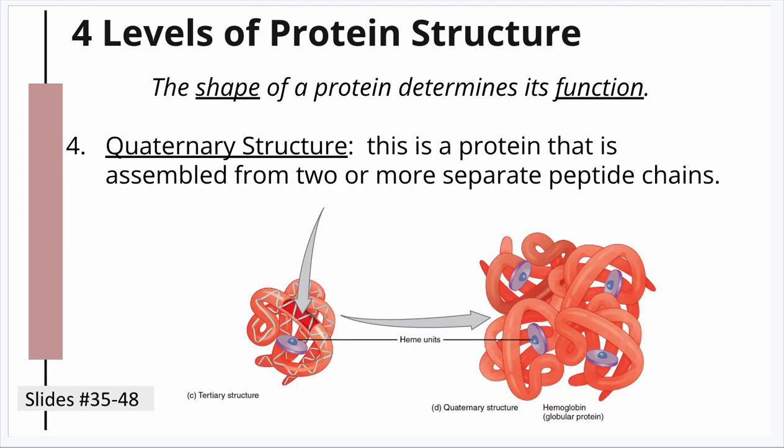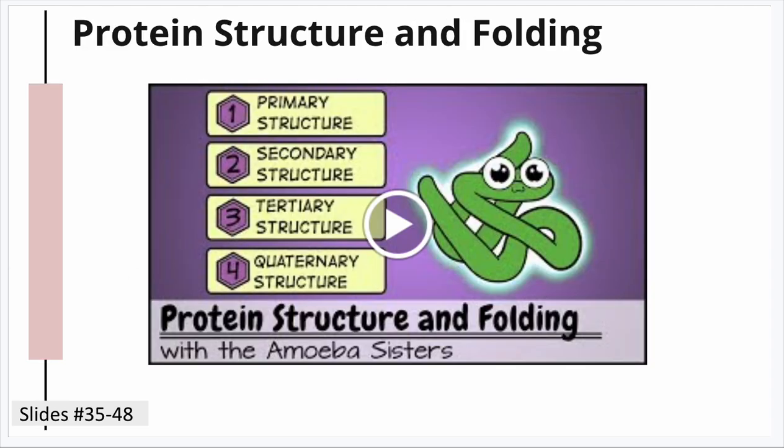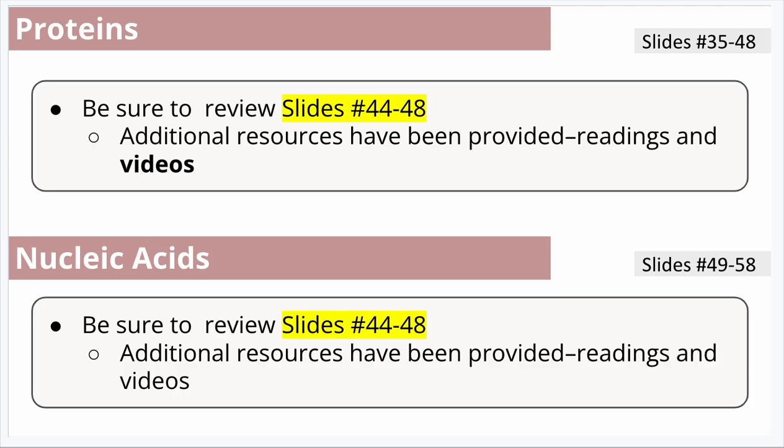Then finally, when you take multiple blobs, that's when you have a protein that's assembled from two or more separate polypeptide chains. So you have multiple tertiary structures that come together to make that quaternary structure. I'm going to throw this video from the Amoeba Sisters into today's Google Form so you can watch it. They do a really good job. They can use graphics and animation, where I'm just using a still slide to explain how that structure and folding occurs.